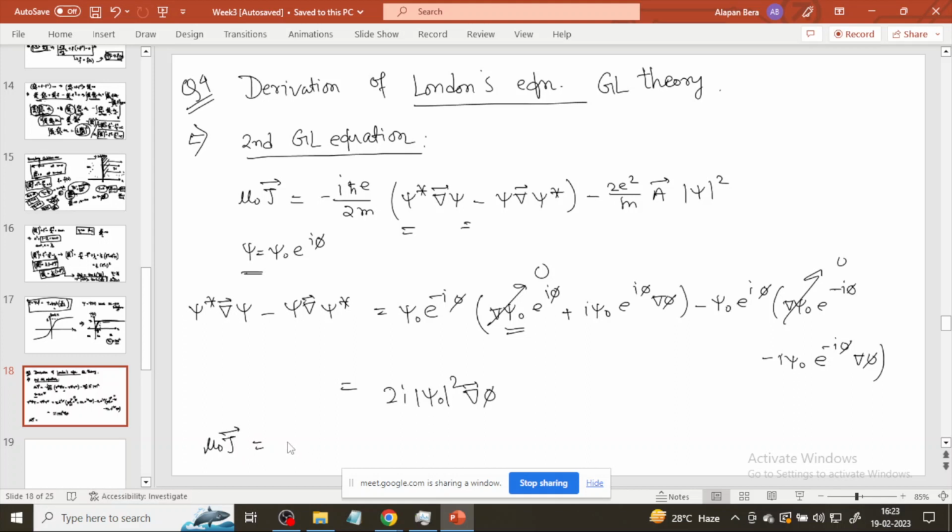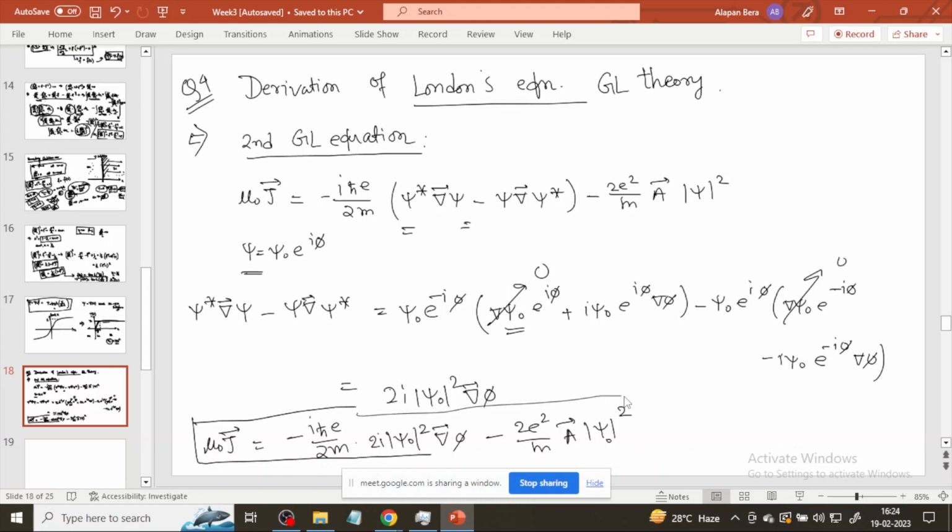mu naught j is minus i h bar e by 2m, 2i psi naught squared. Okay, so this is the form of the second Ginzburg-Landau equation. We will put this value. Now we have already derived that this gradient of phi is 0, because the phase is not a function of position deep inside the superconductor. We have already derived this.